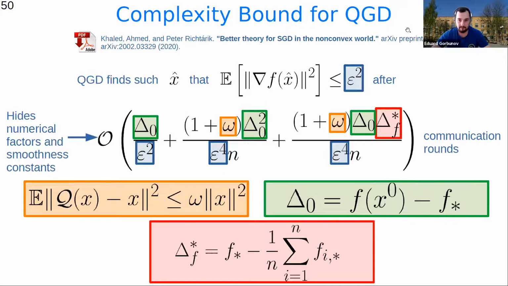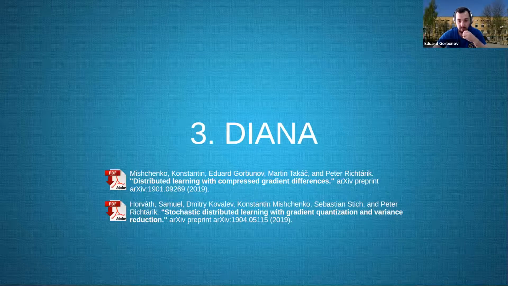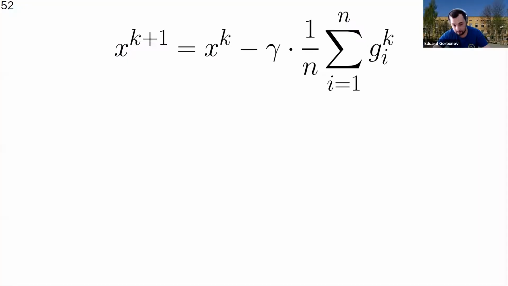But gradient descent needs to send dense vectors. So can we take advantages both from quantized gradient descent and gradient descent? And the answer is yes. And for example, one can use the method called Diana.